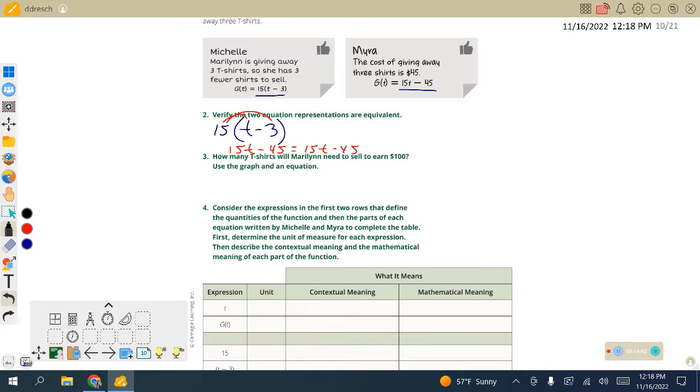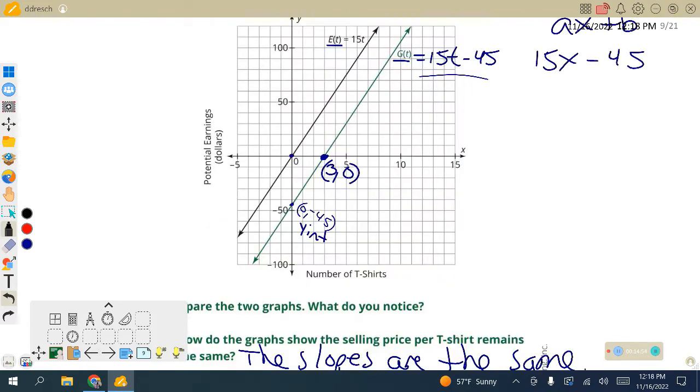Now, let's talk about what we've been doing. How many t-shirts is Marilyn going to need to sell in order to make $100? So let's look at this from our graph. Let's flip it back to the previous page. Now, which graph are we focusing on, the black one or the green one? We're focused on the green one today. Okay, that's our new one.